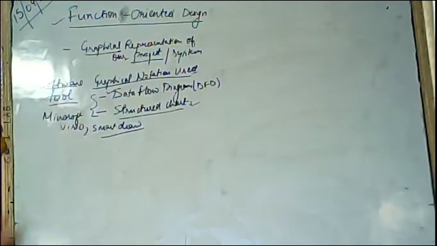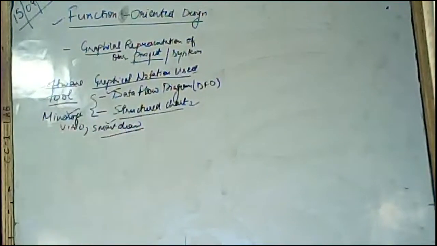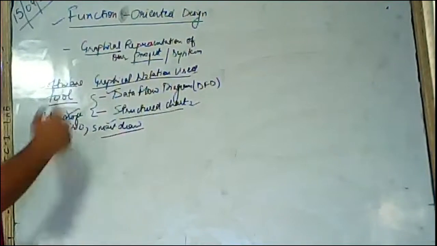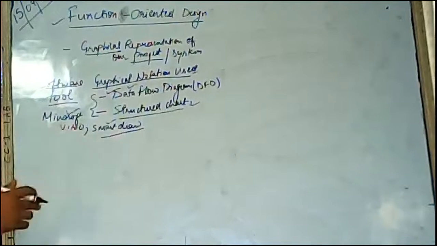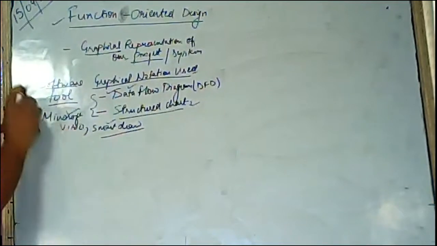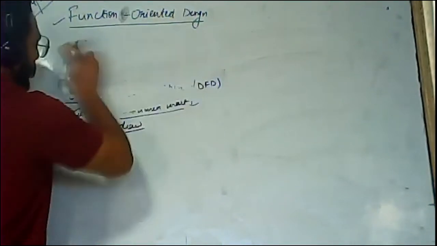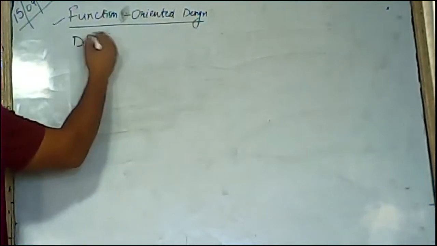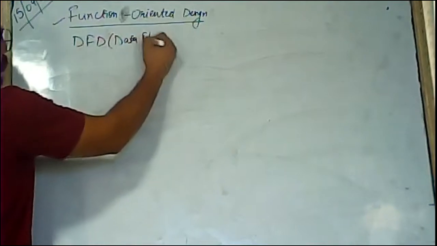Further, there are UML diagrams as well. For that, we will install this software on our system, and then we will draw these data flow diagrams, structure charts, and UML diagrams, and further the activity diagrams. First of all, we begin with the data flow diagram.